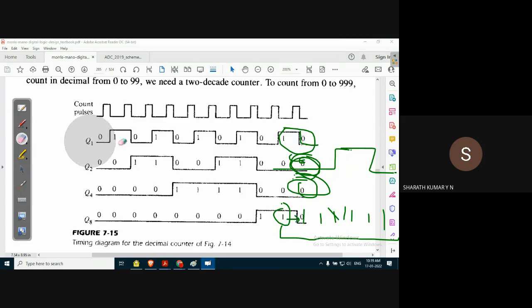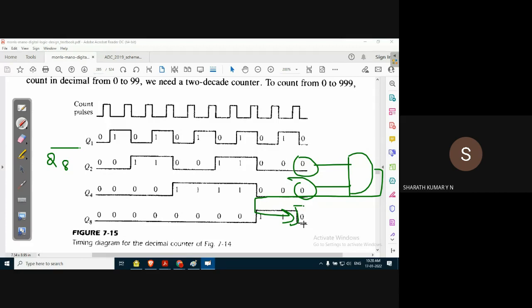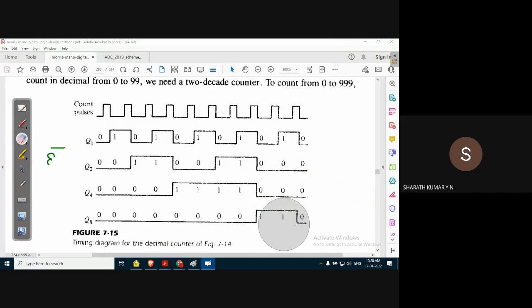So thereby what is done is the output of Q2, that is 0, which is forced to remain 0 because of Q8 dash, and the normal output of Q4, these two are ANDed, and the output is applied as the J input for Q8. When it is applied as the J input for Q8, Q8 is forced to go to 0. From 1 it will go to 0. Very simple.